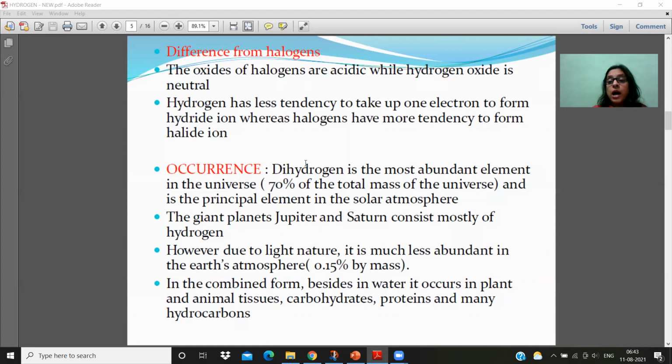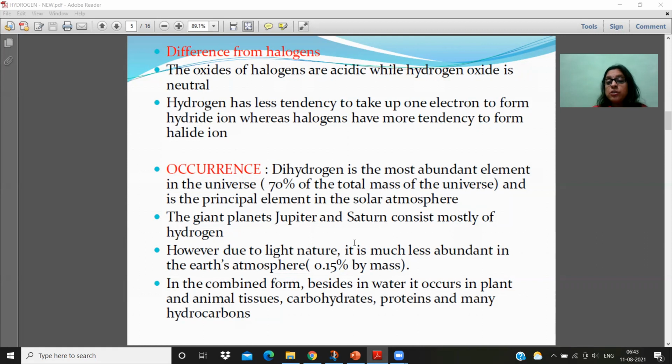If we talk about the occurrence of hydrogen, dihydrogen is the most abundant element in the universe. 70% of the total mass in the universe is what? Is H2 gas present or hydrogen? It is the principal element in the solar atmosphere also, as all of you know. In stars, nuclear fusion takes place, and in nuclear fusion hydrogen is formed as a product, due to which a huge amount of energy is released.